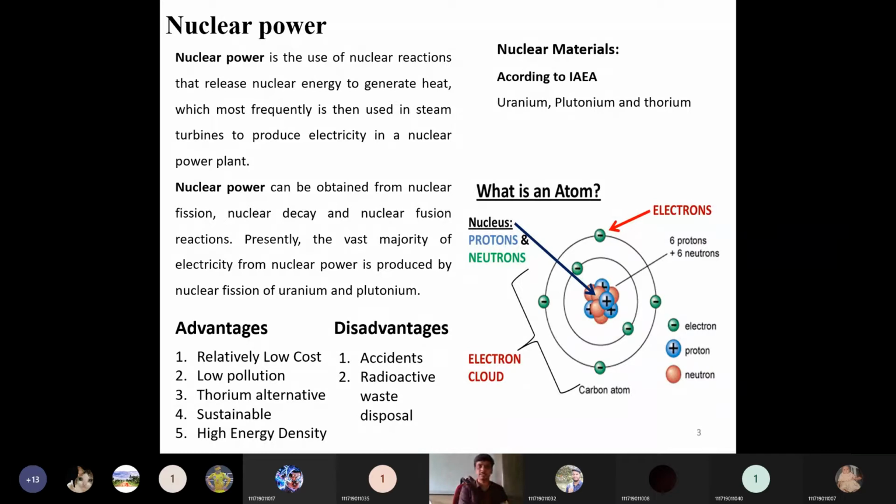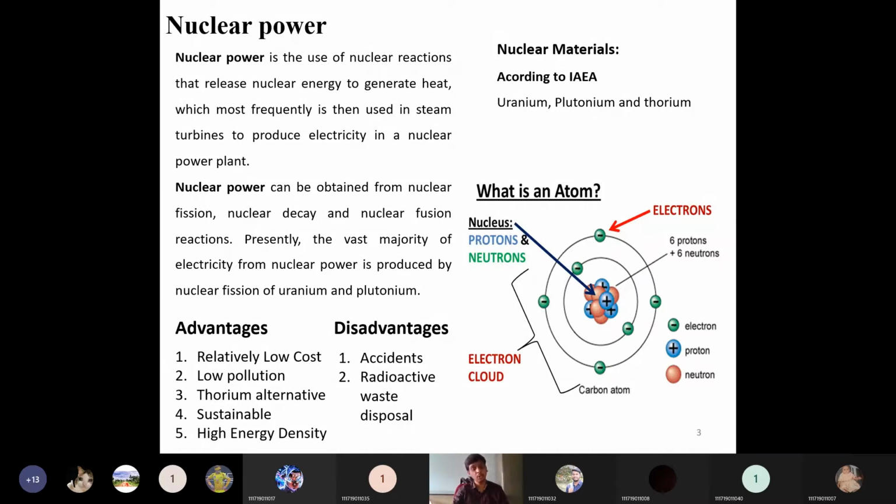What are the advantages of this fission reaction or the fusion reaction? What is the difference between them? We will see that later. Then what are the advantages? Why do we have to generate our electricity using nuclear power? What is the role of nuclear energy in our electricity? We will be discussing that here. That is the advantages. What are those advantages?